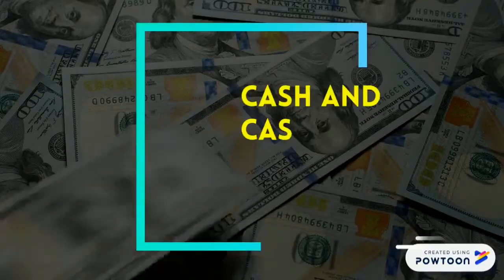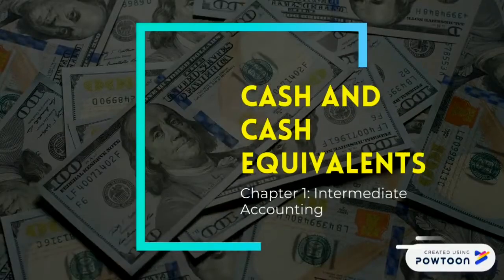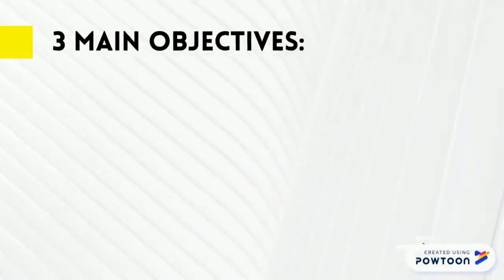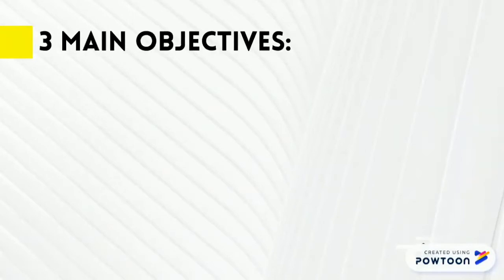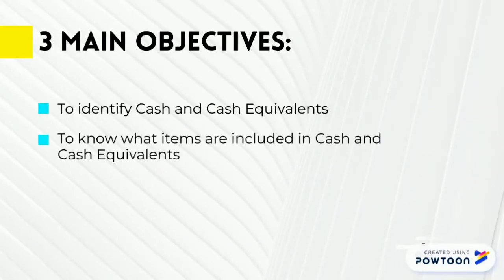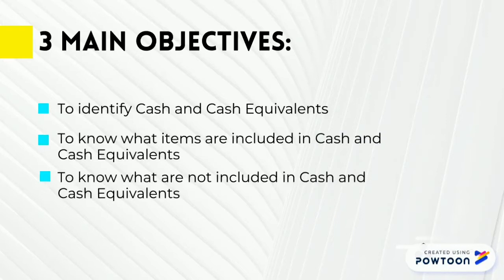Cash and cash equivalents in intermediate accounting, Chapter 1. There are three main objectives in this video. One is to identify cash and cash equivalents. Two is to know what items are included in cash and cash equivalents. And three is to know what are not included in cash and cash equivalents.